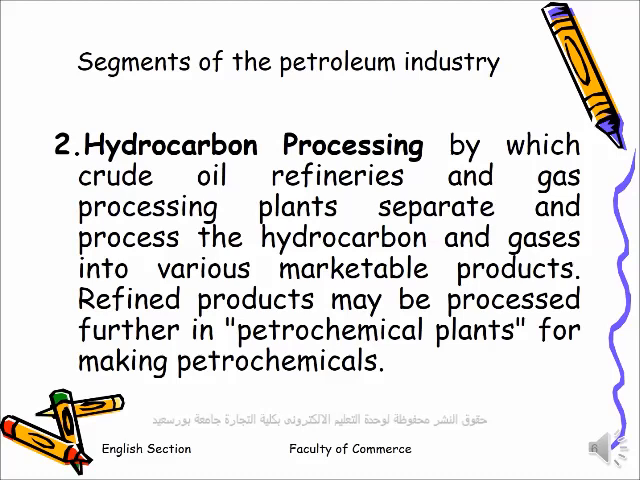So, the second segment is called hydrocarbon processing. Here, the petroleum company refines crude oil, and the gas processing plants separate and process the hydrocarbons and the gases into various marketable products, and these products can be processed further in what is called petrochemical plants for making petrochemicals.